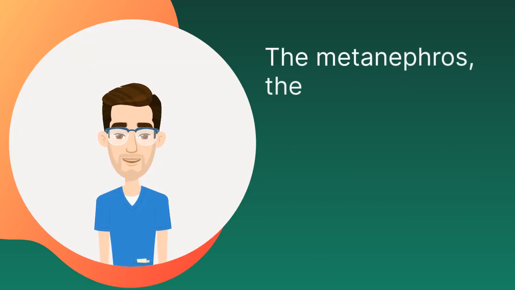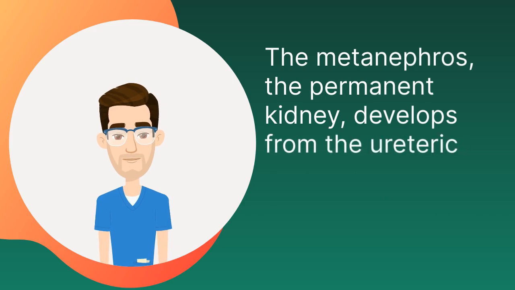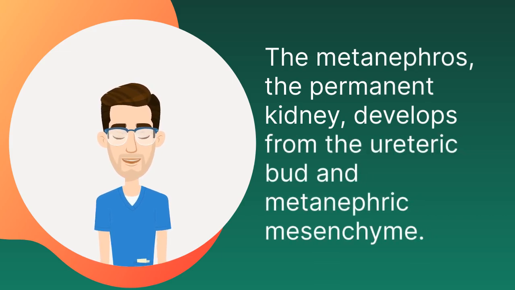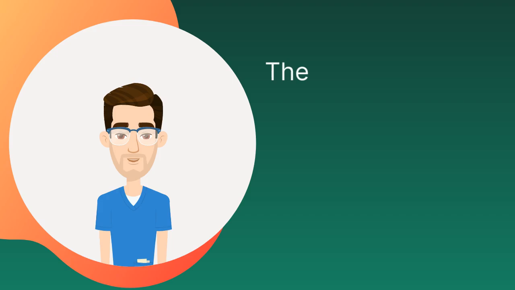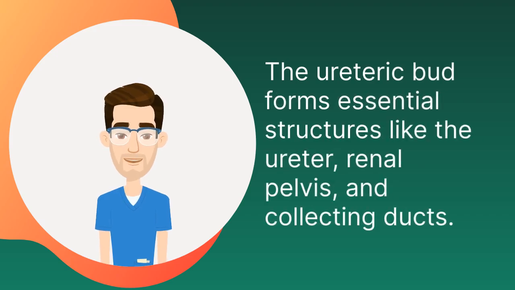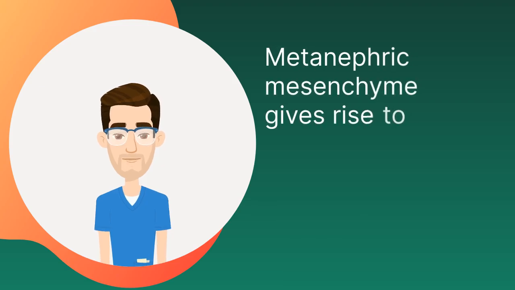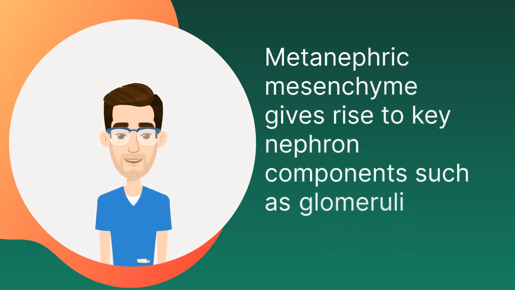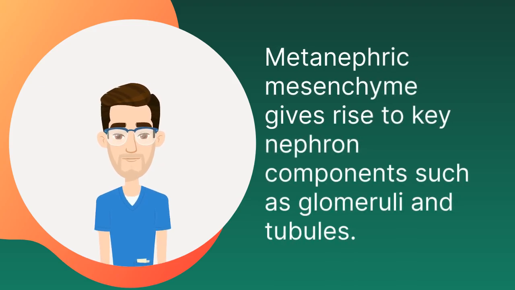The metanephros, the permanent kidney, develops from the ureteric bud and metanephric mesenchyme. The ureteric bud forms essential structures like the ureter, renal pelvis, and collecting ducts. Metanephric mesenchyme gives rise to key nephron components such as glomeruli and tubules.